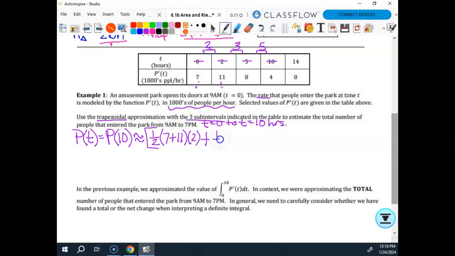Plus 1/2. I go on to the next one. My 2 bases are 11 and 8. 11 plus 8 times the height, which is what? 3. Plus 1/2. Then I'm on to the last one. 8 plus 4 times 5. Okay. And I put all that in brackets because I want to be able to put my units on there.